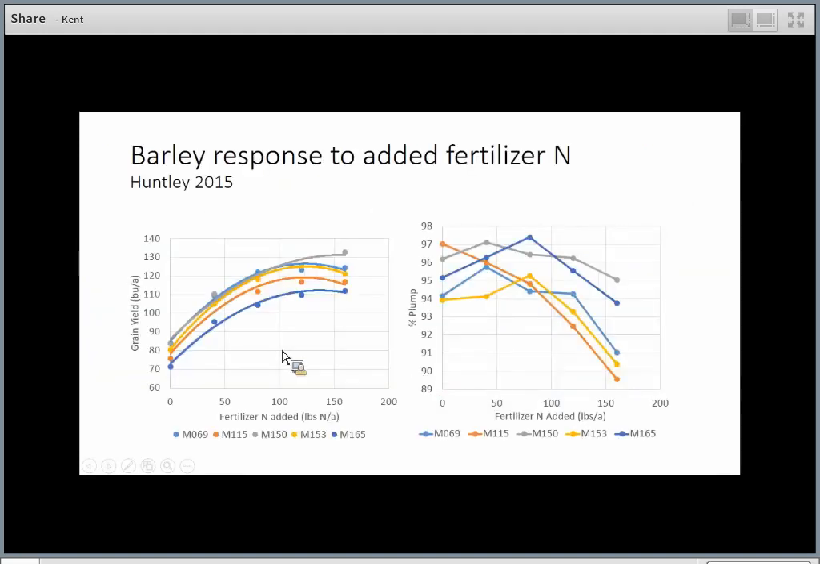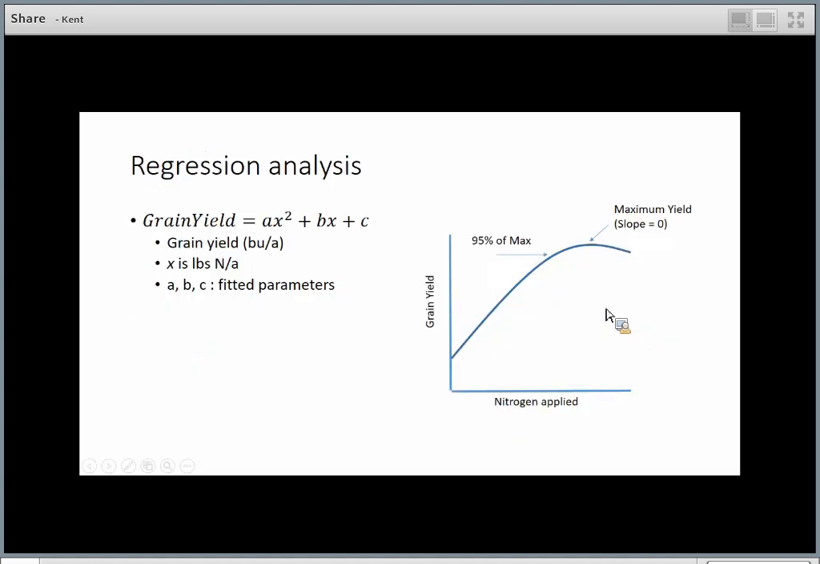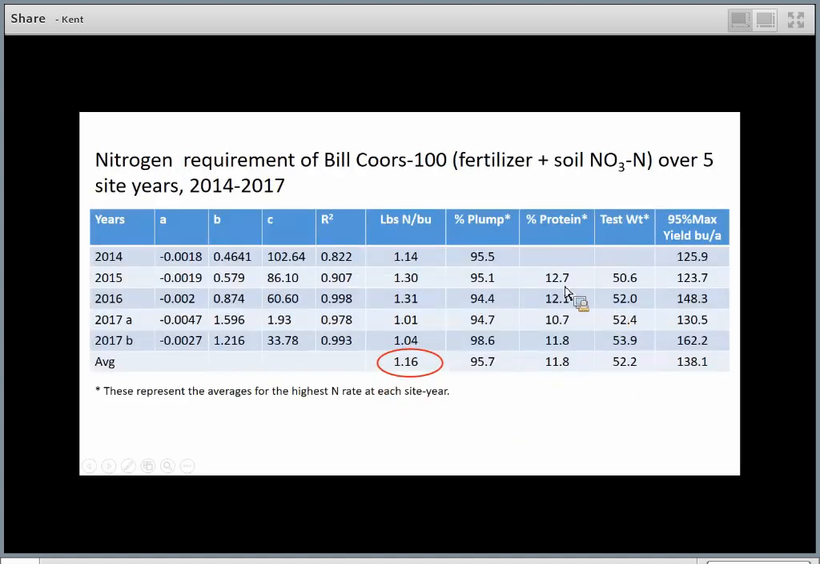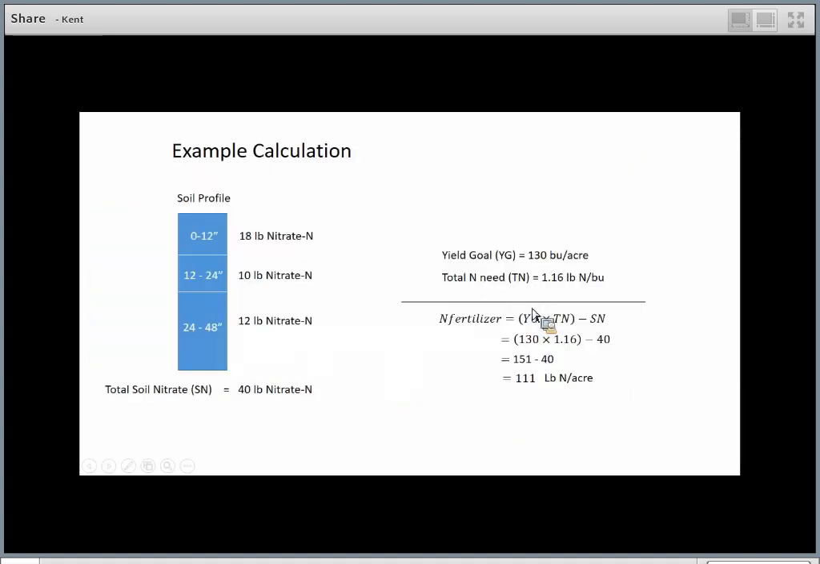And if you go back to this graph here, shorting your nitrogen by just 25, 30 pounds really impacts yield potential. So there's no reason to really do that if the variety you're growing has already built into it a potential to keep protein low and to keep plumps high.